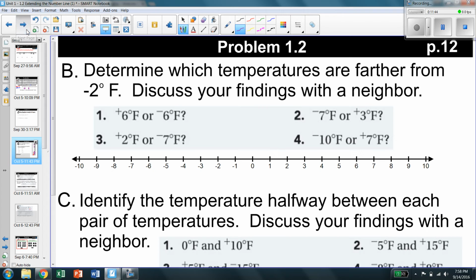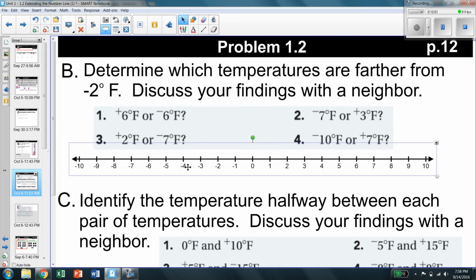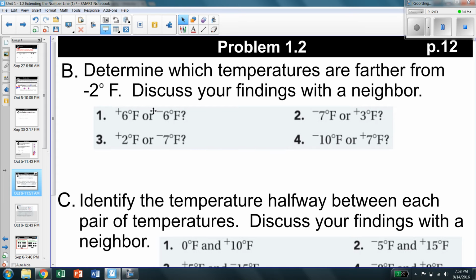Okay. Now we're prompted with two different situations. Let's look at this top problem first. It says determine which temperatures are farther from -2. So if you didn't have a number line here, if you were just given this problem, it's kind of hard to visualize in your head, right? I mean, if you're like me, seeing things really helps with your understanding tremendously.